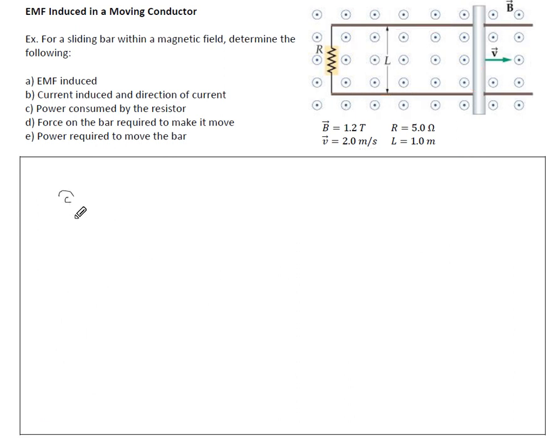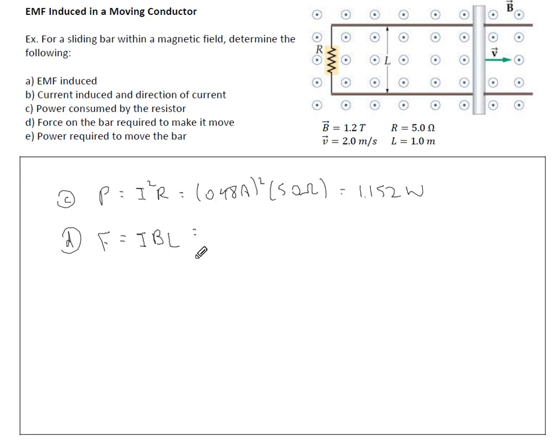For question C, we can use P is equal to I squared R. So just plug in our values. And we get a value for watts, 1.152 watts. For D, it says what's the force in the bar. We have this equation from the past day. We can do force as the current, multiplied by magnetic field, multiplied by length. We get 0.48 amps times our 1.2 Tesla and 1.0 meters. So we get a force of 0.576 newtons.